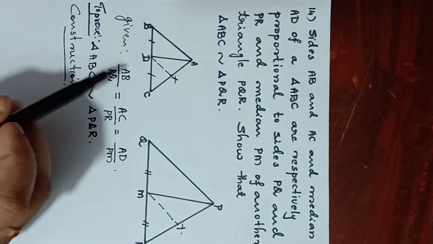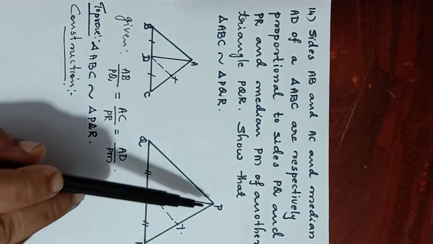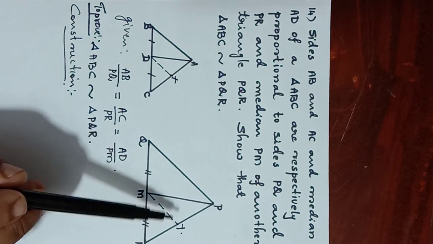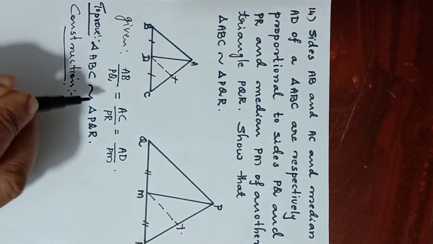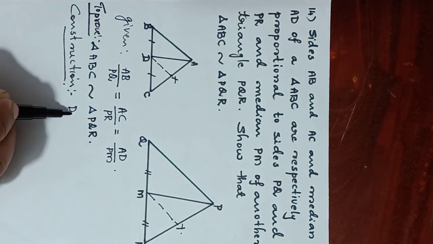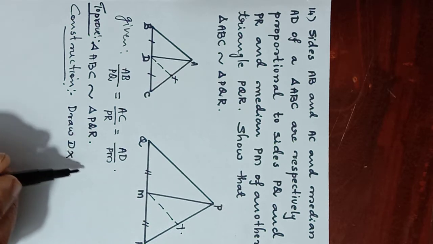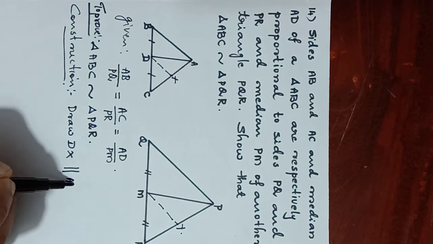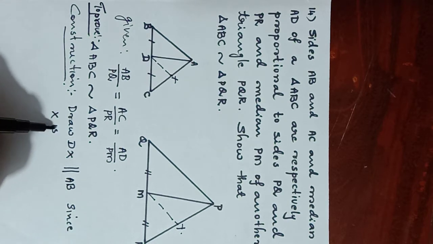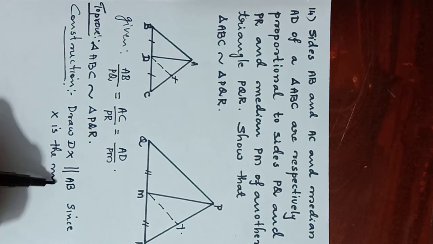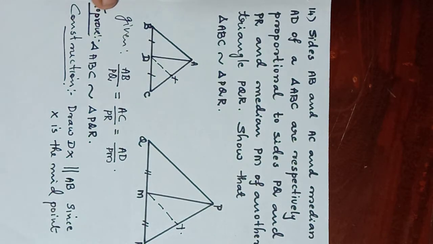Here comes the construction. We have to consider AC's midpoint as X, PR's midpoint as Y. We are joining DX as well as MY. So our construction is: draw DX that will be parallel to AB, since X is the midpoint. Here we come to our 9th standard midpoint theorem.